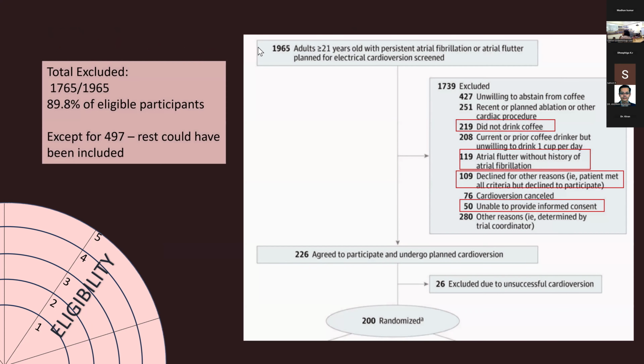So overall, when we look at the study, there were 1,965 participants who were screened, and 1,739 were excluded, and only 200 were randomized. So this is almost similar to an explanatory design, where almost 90% of the eligible participants were excluded based on multiple features like unwilling to abstain, recent planned procedure, did not drink coffee, current or prior coffee drinker but unwilling to drink 1 cup, atrial flutter without history of fibrillation, declined for other reasons, cardioversion cancelled, unable to provide informed consent, and other reasons. So I feel, except for 497, the rest could have been included.